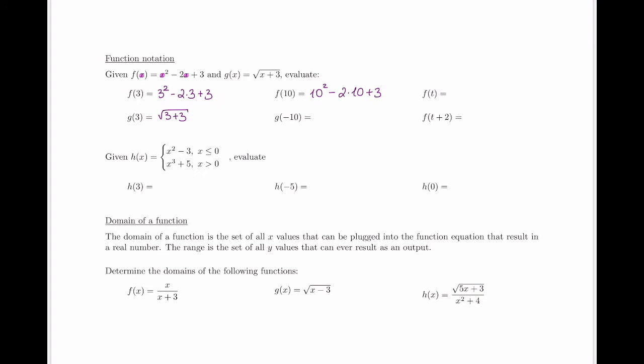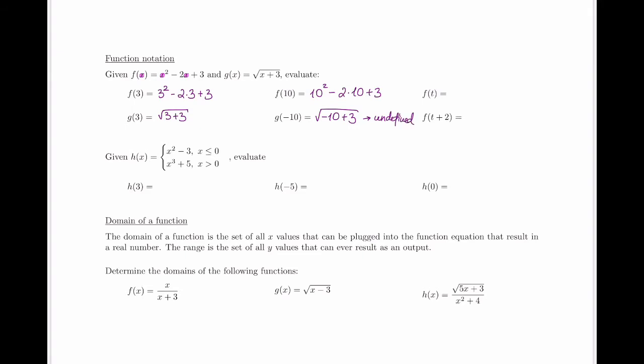And g of minus 10 means I'm going to now replace x with negative 10 every time I see x in the function g. So it's going to be square root of minus 10 plus 3. And here, of course, I can see that I have an issue because this is going to be a negative number. I cannot take square roots of negative numbers, so this is actually undefined.